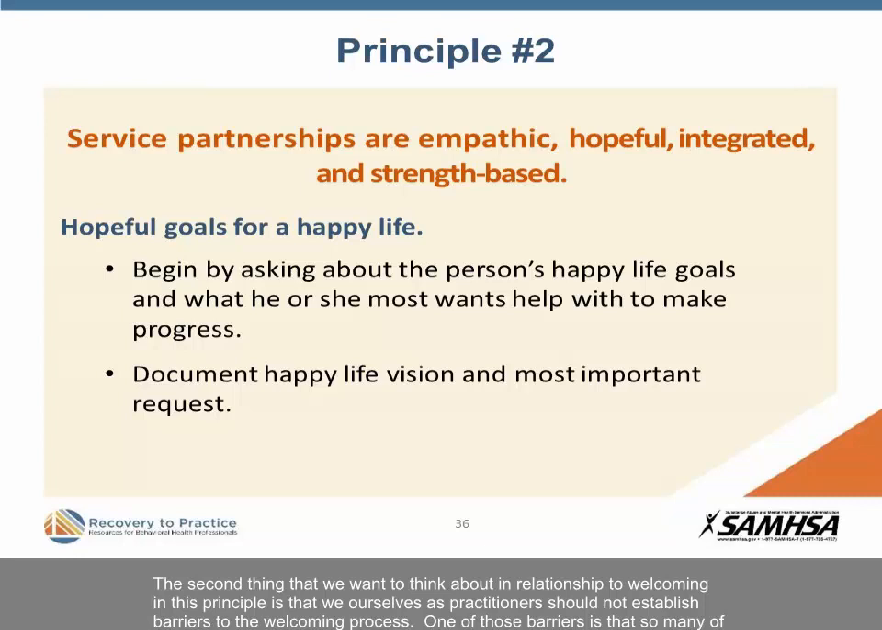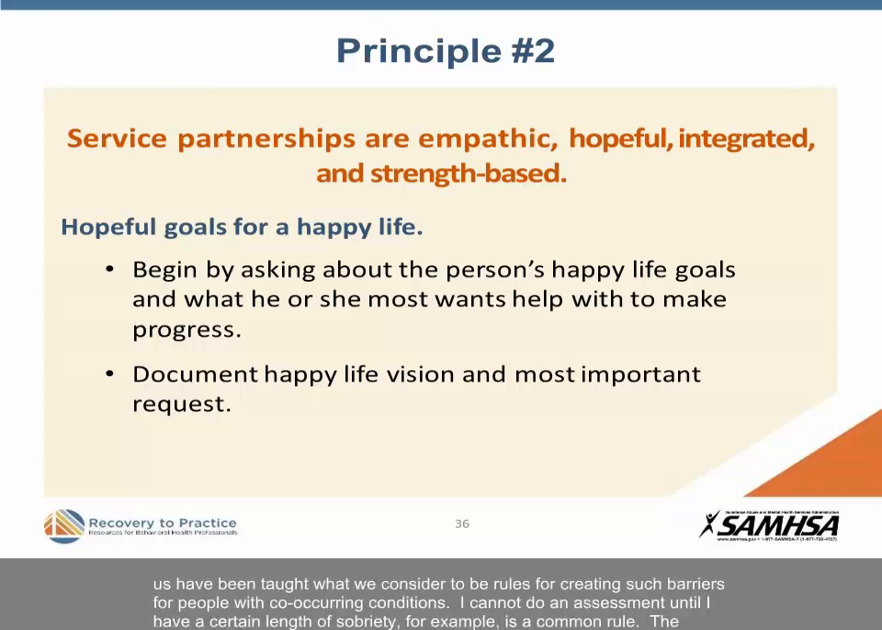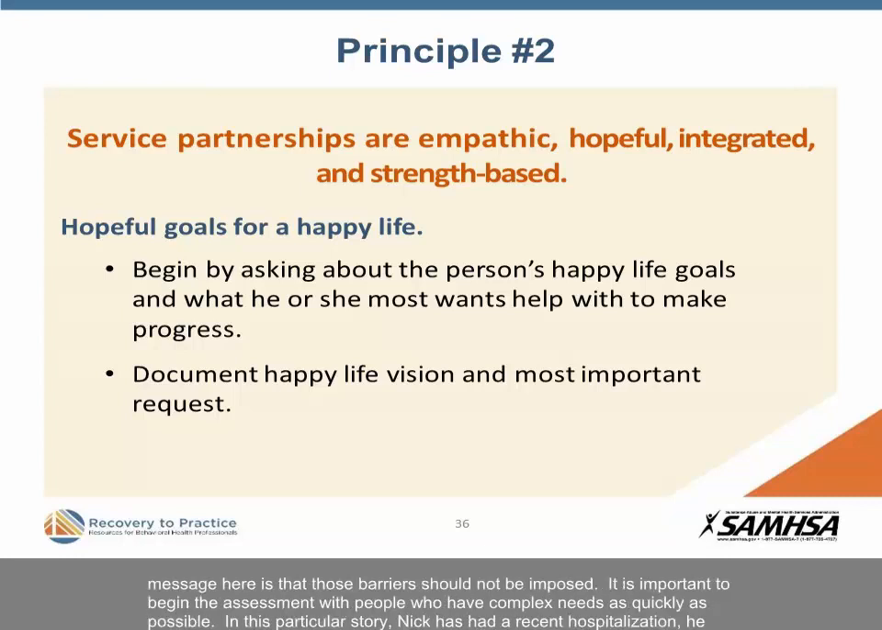And one of those barriers is that many of us have been taught what we consider to be rules for creating such barriers for people with co-occurring conditions. "I can't do an assessment until I have a certain length of sobriety," for example, is a common rule. And the message here is that those barriers should not be imposed. It is important to begin the assessment with people who have complex needs as quickly as possible.